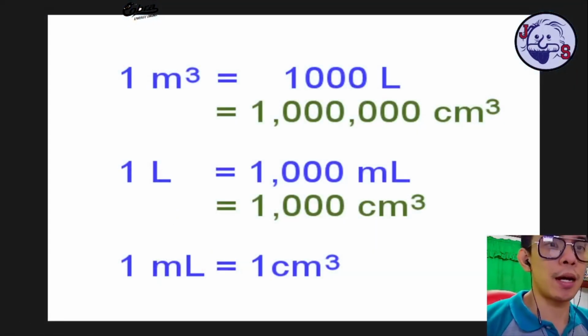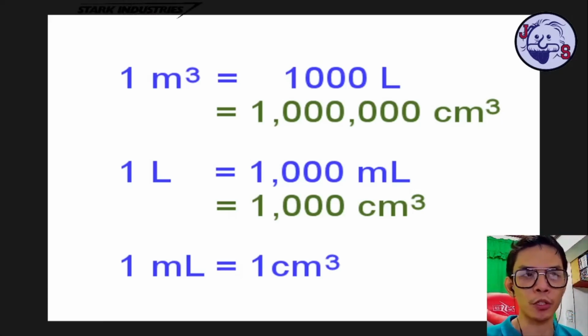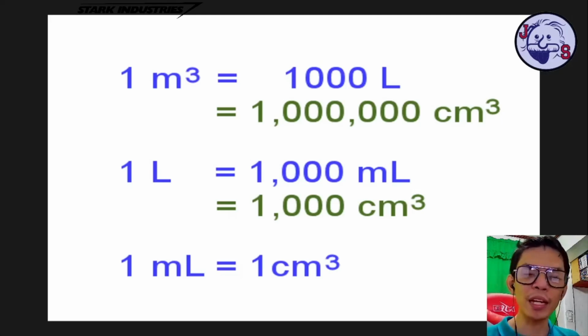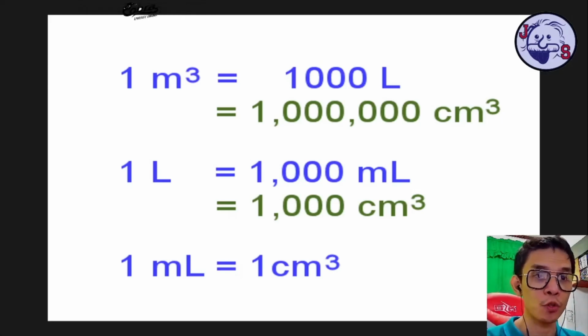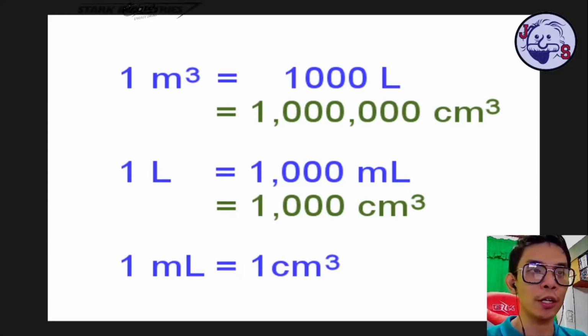Now, suppose you consumed 1 cubic meter of water. How many liters is that? 1 cubic meter is equivalent to 1,000 liters. Meaning to say that you consumed 1,000 liters of water. More so, 1 cubic meter is equivalent to 1 million cubic centimeters. 1 liter is equivalent to 1,000 milliliters.